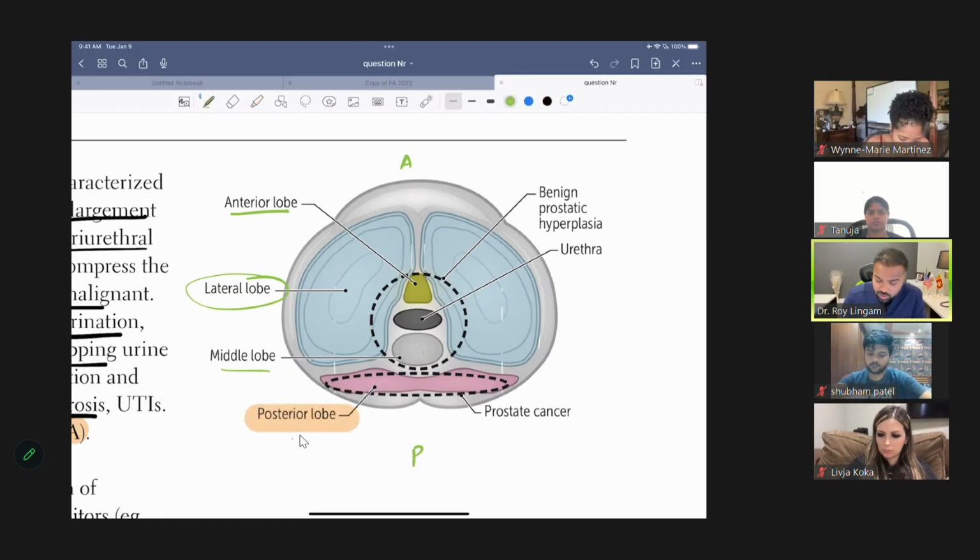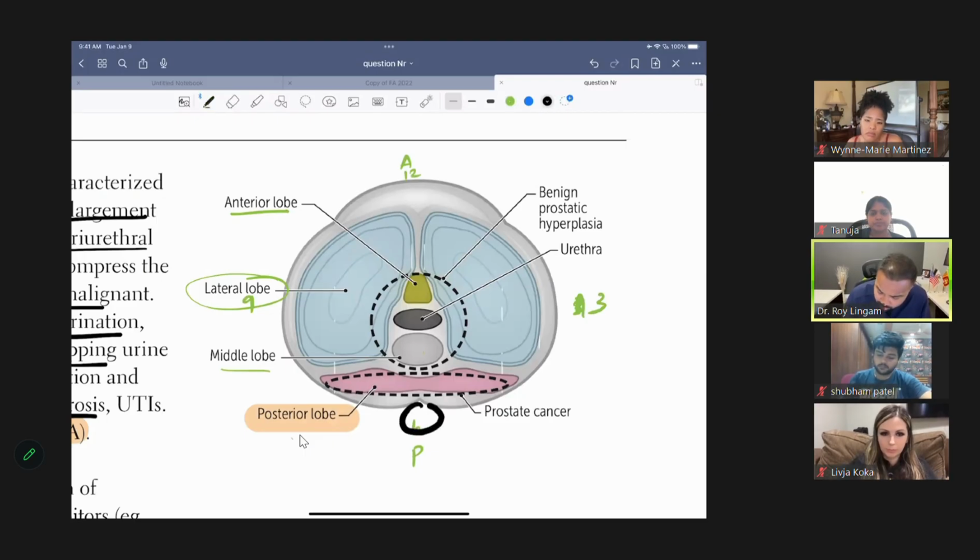In this picture, if I tell you this is 12 o'clock position, 6 o'clock, 3, 9 o'clock position, where should I put the rectum in here? Where should the rectum be? Type it, folks. Where should I put it? It should be at 6 o'clock position. So the rectum is somewhere here, for example.